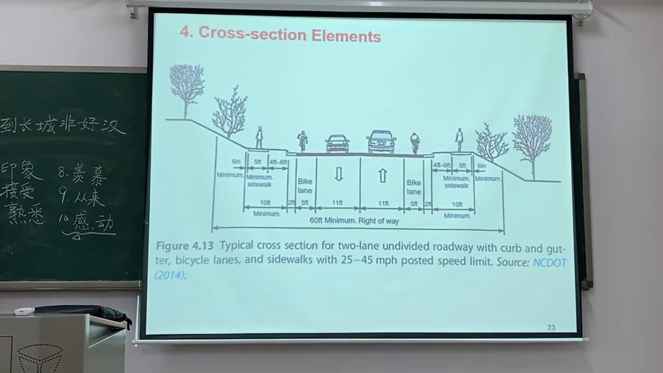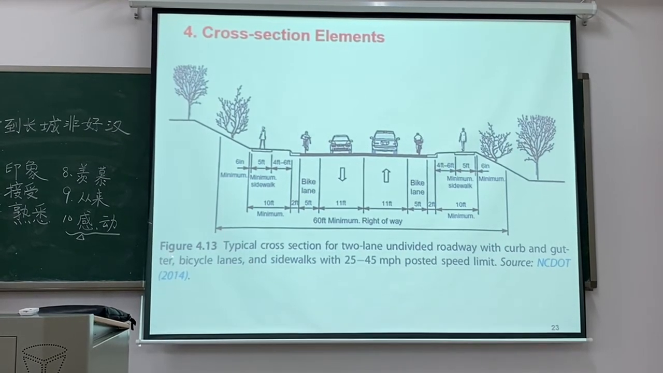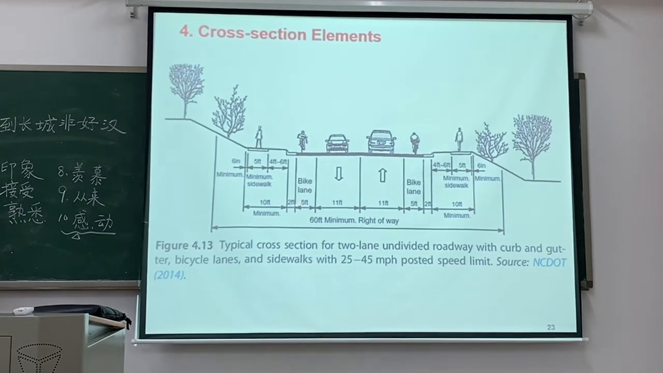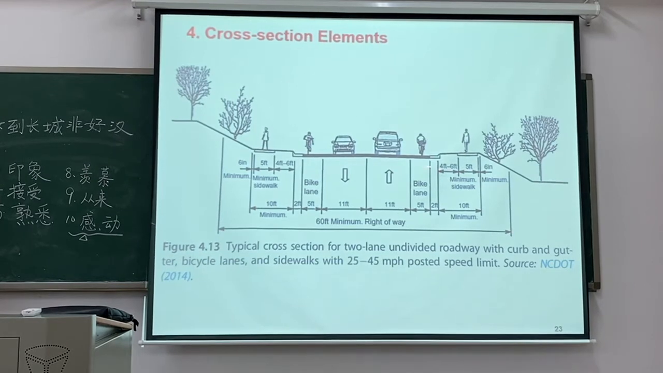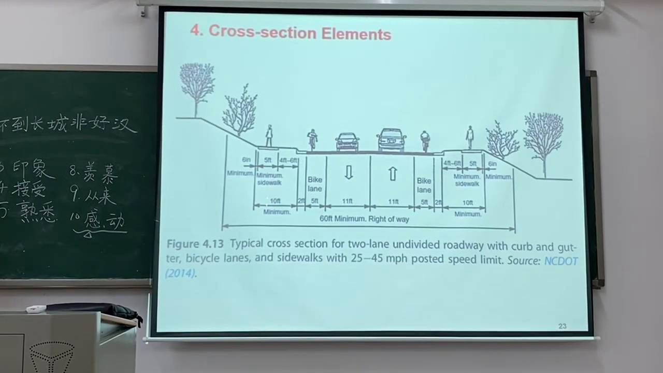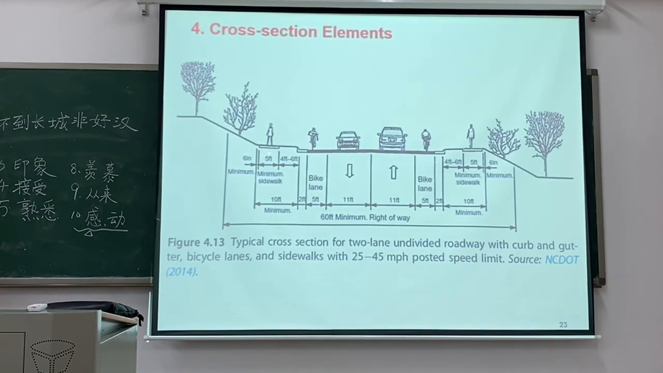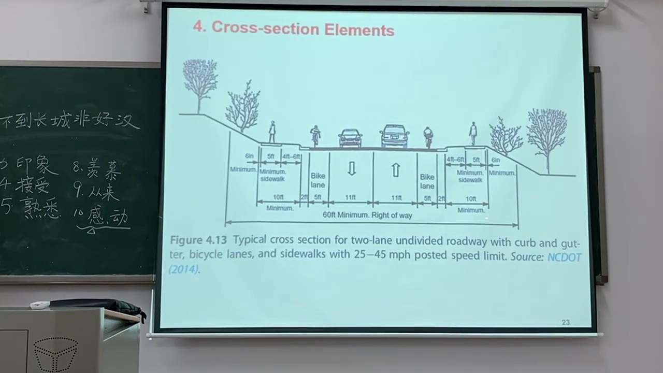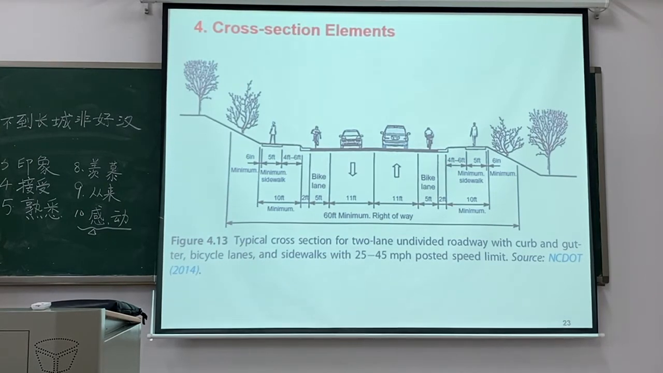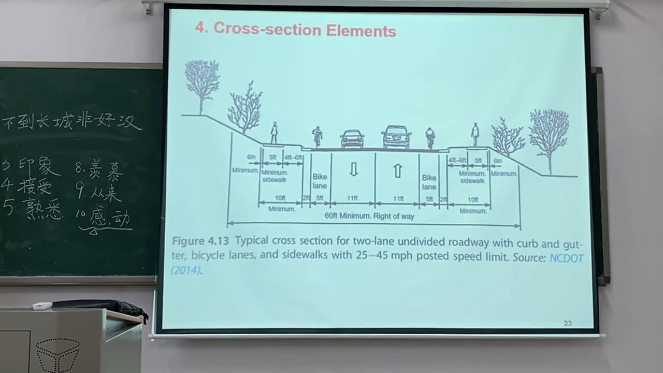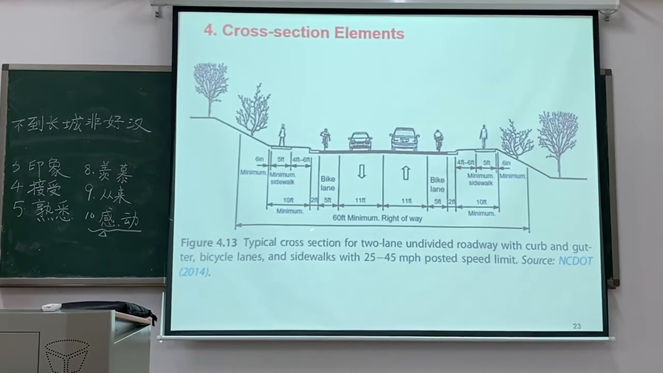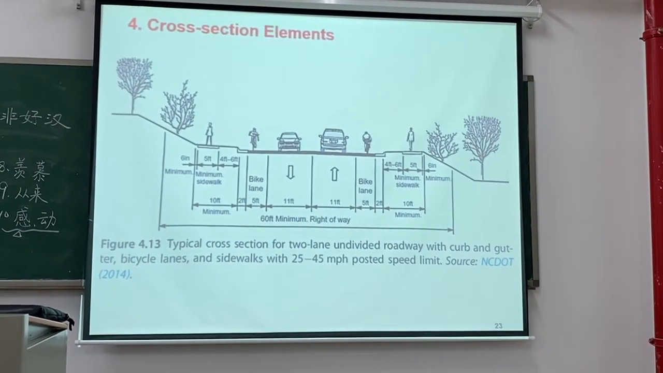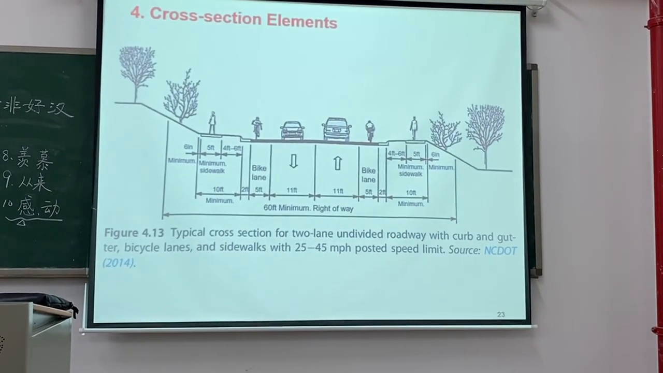This is a typical cross section for a two-lane undivided roadway with curb and gutter, bicycle lanes and sidewalks. The bicycle lane is 5 feet on two sides. And the minimum sidewalk is 10 feet. Where is the curb and gutter? Here, the roadway is with curb and gutter, 2 feet.